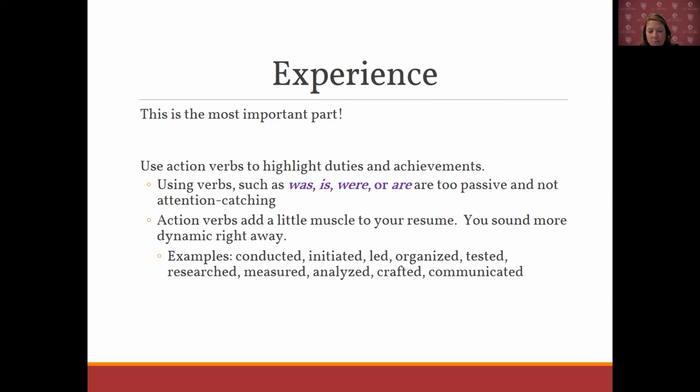You also want to use action verbs to highlight your duties, your achievements, as you see here. Avoid was, is, were, are, just not very attention catching. Verbs you might think about are the ones that have a little bit more action to them, like conducted, measured, organized, tested, led. You see some of those listed on your screen. We can help you as well at the May Center if you need to come up with a few more stronger action verbs.